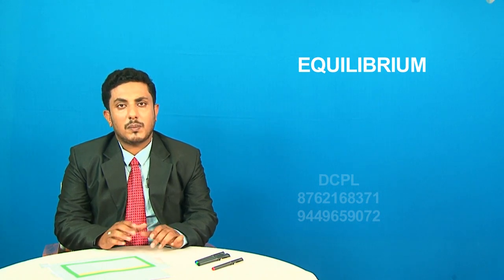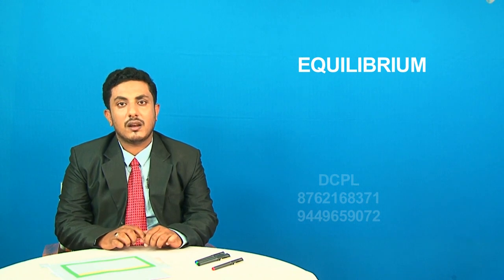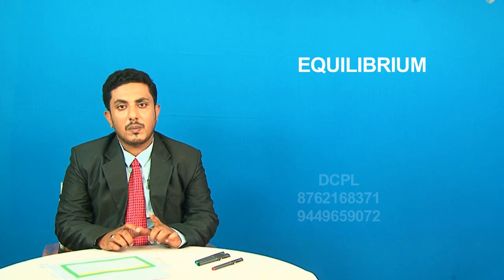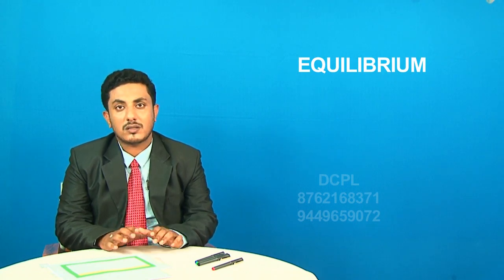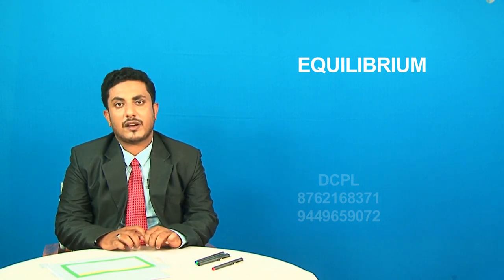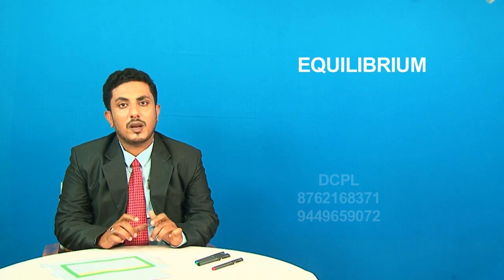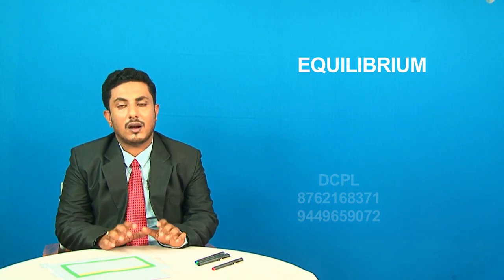So what are these reversible reactions? Reactions can be classified into two types. One is reversible, the other one is irreversible reactions. Reversible reactions are the reactions which can be reversed, that is the product formed gives back the reactant under the same conditions of temperature and pressure. Whereas irreversible reactions are the reactions which cannot be reversed, that is the product formed does not give back the reactant under the same conditions of temperature and pressure.